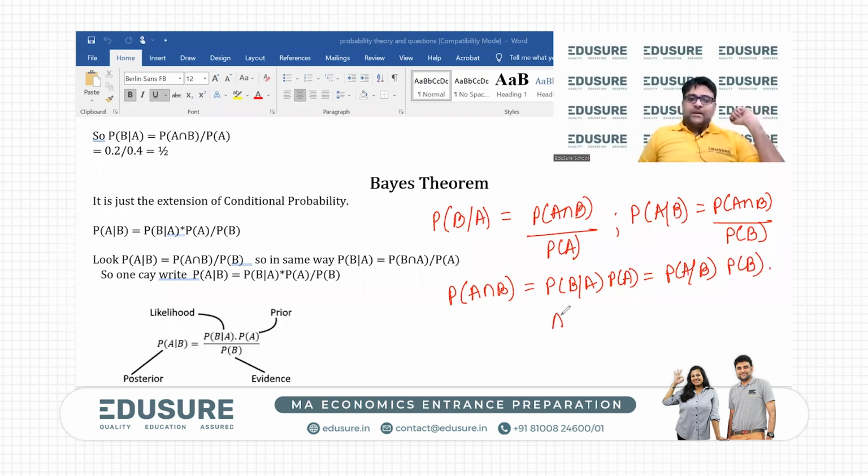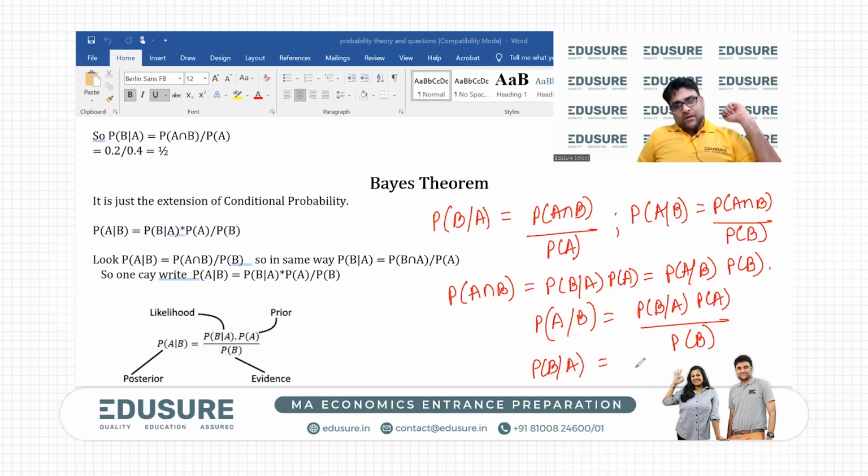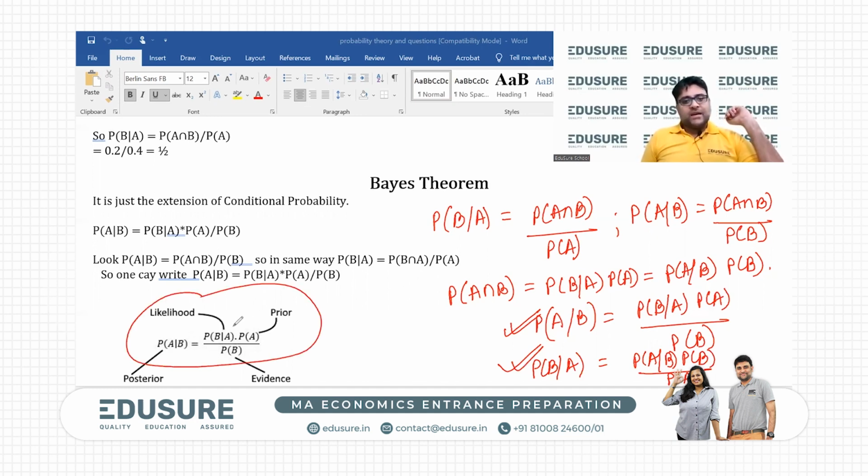So we can write P(A given B) is P(B given A) into P(A) by P(B), or P(B given A) is P(A given B) into P(B) by P(A). A conditional probability can be expressed in terms of another conditional probability in this very simple way. And these formulas, once used, constitute the result of the Bayes theorem: P(A given B) is P(B given A) into P(A) by P(B).